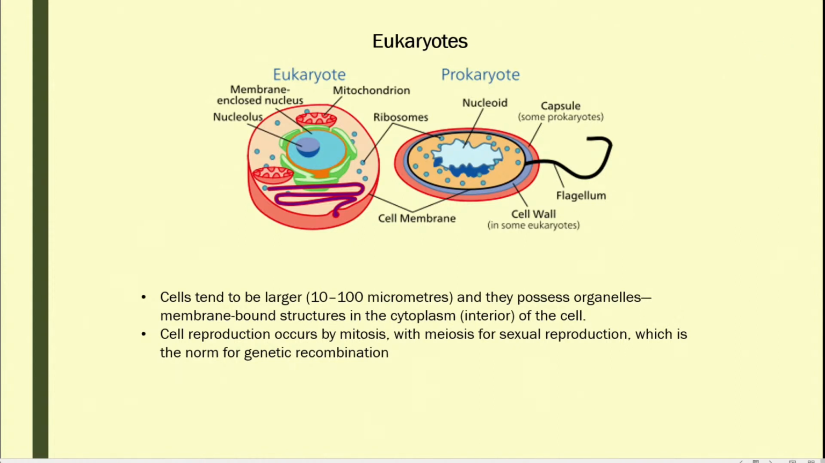Eukaryote. So eukaryotes are said to exist at this time, but it took a while for them to develop, and most likely, according to scientific studies, eukaryotes developed in the next eon, the next phase of Earth's history. But we're going to go ahead and speak of these cells anyways. Cells tend to be larger, 10 to 100 micrometers, so a little bit larger than the other form of life, and they possess organelles, membrane-bound structures, and cytoplasm, the interior of the cell. The cell reproduction occurs by mitosis, which is the norm for genetic recombination.